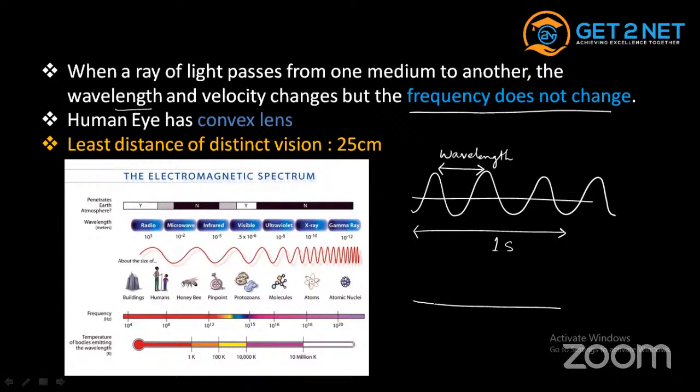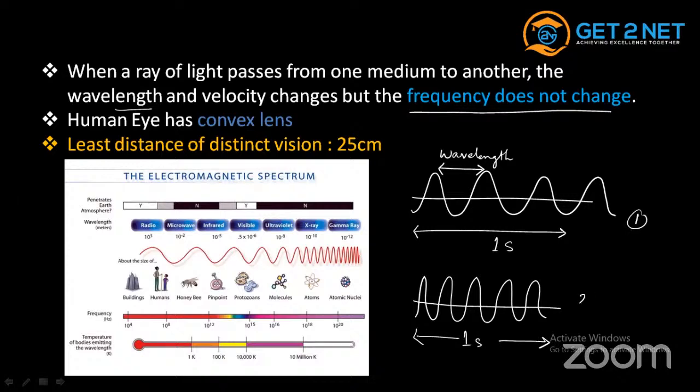So here if we compare it with another wave, it is also moving in 1 second only. So this is case 1, this is case 2. In the two cases, you can see in the first case, there are only 3 waves in 1 second, and in the second case, there are 1, 2, 3, 4, 5 waves in 1 second. So in the second case, frequency is more.